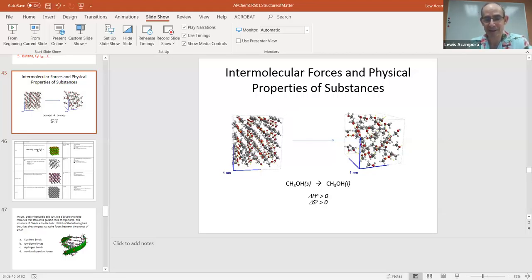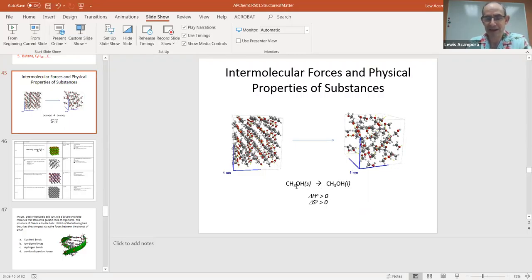Here I've got a representation on the screen, and I'm not sure if you can see this, but this is supposed to be methanol in a solid form, and you could guess it's a solid because the particles are all lined up in a particular order, just so. And when we heat up that methanol, the melting point of methanol is pretty low, about negative 80 degrees Celsius, that methanol melts, and those same particles spread out a little bit. Methanol expands on melting, but those particles maintain their identity as molecules.